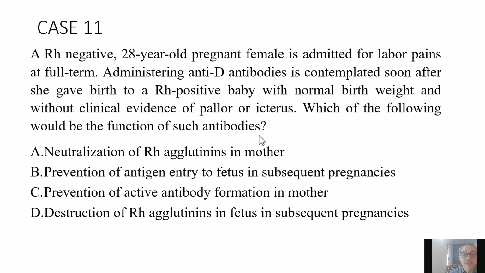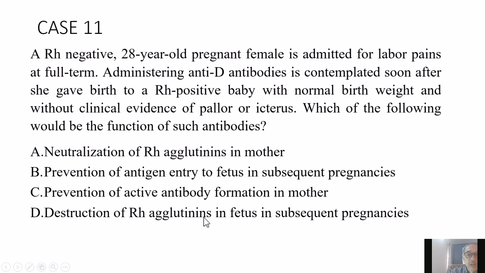Prevention of active antibody formation in the mother. This is the correct answer. Because once the positive cells enter, the mother will be sensitized and active antibody formation occurs. So in the second and subsequent pregnancies, immunological memory will trigger rapid antibody formation. They'll cross the placenta because Rh antibodies are IgG, they easily cross the placenta, and this is the cause of erythroblastosis. It is seen in another module. This case is discussed in another module.